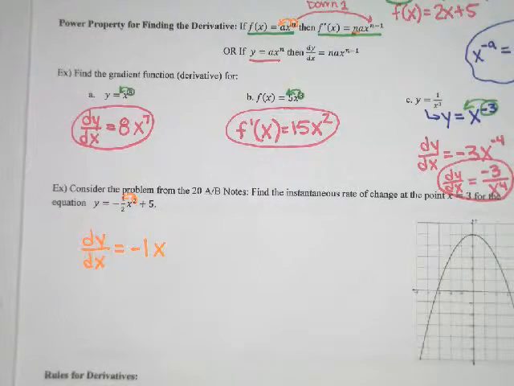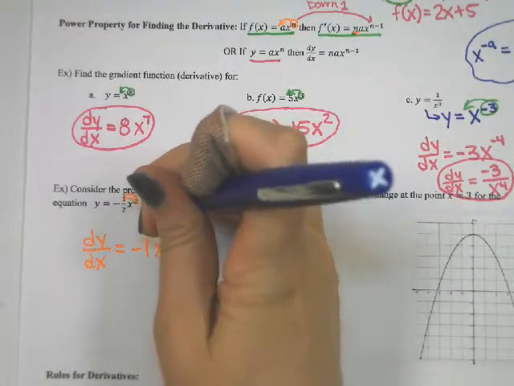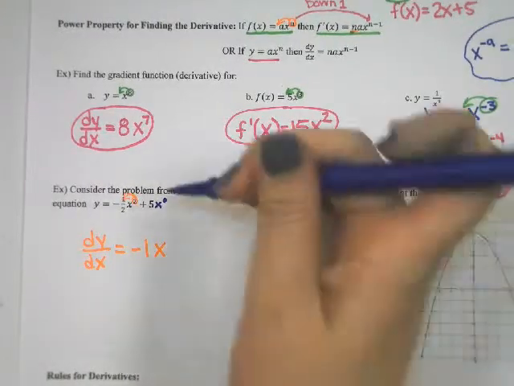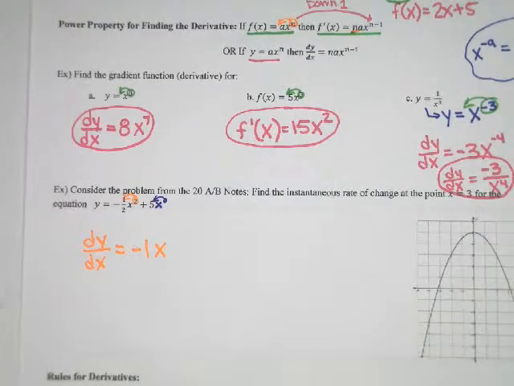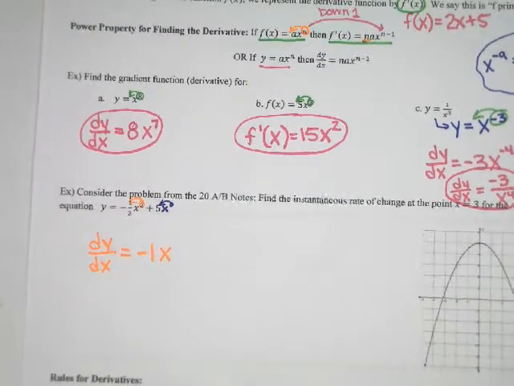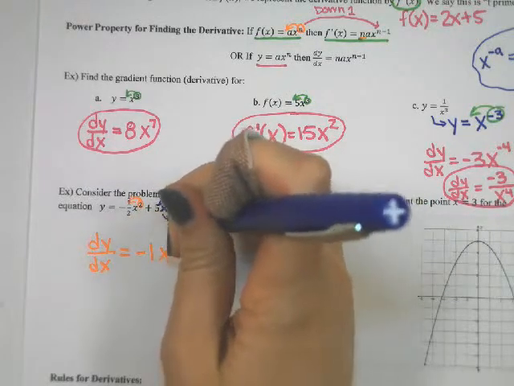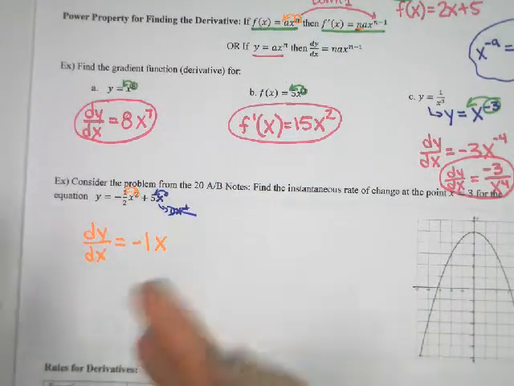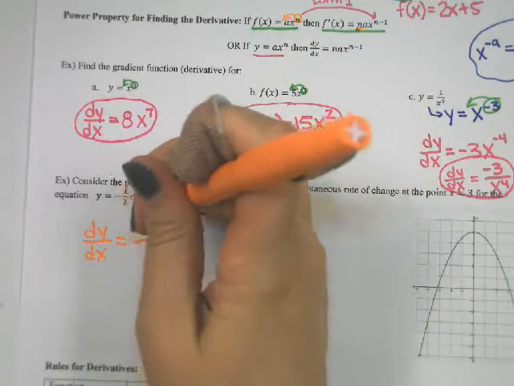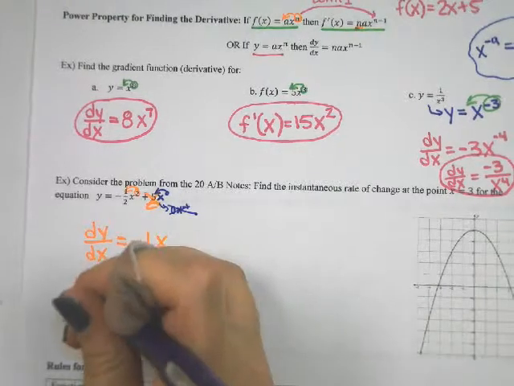So you could think about this, if you don't like, oh, well, it just magically goes away: this is like 5x to the 0. So if I drop that exponent 0 to the front, 5 times 0 is 0. So you would end up with 0x to the negative 1, but 0 times anything is 0, so it just goes away. So we just get this. This piece goes away. That's our derivative function. So we wanted to know what the slope is when x is 3.